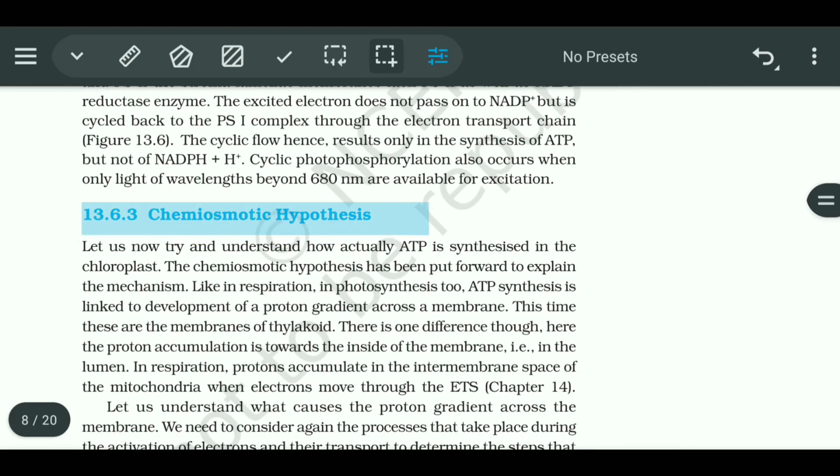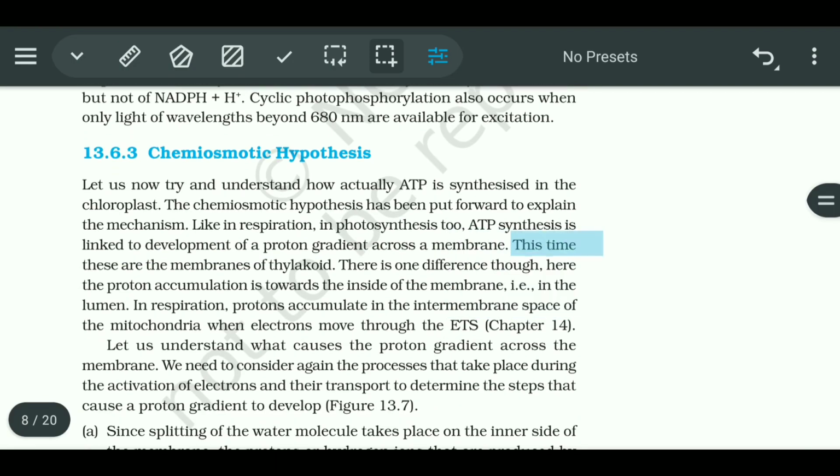13.6.3 Chemiosmotic hypothesis. Let us now try and understand how actually ATP is synthesized in the chloroplast. The chemiosmotic hypothesis has been put forward to explain the mechanism. Like in respiration, in photosynthesis too, ATP synthesis is linked to development of a proton gradient across a membrane. This time, these are the membranes of the thylakoid.